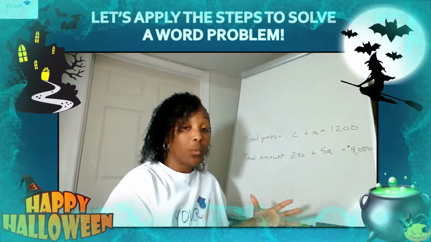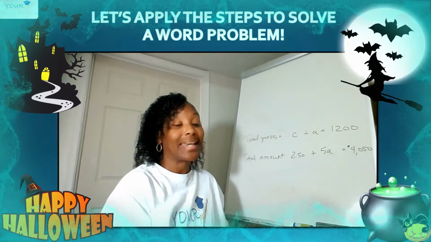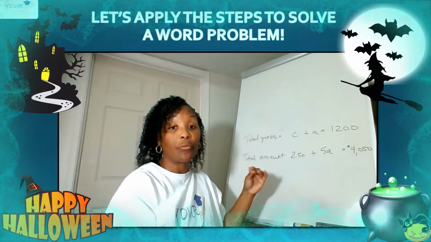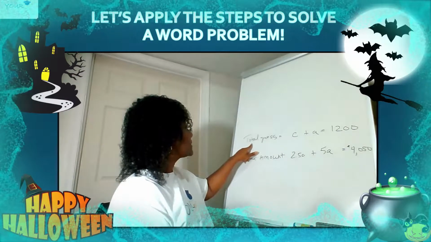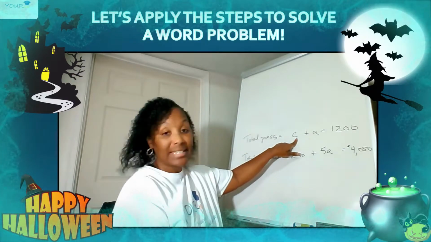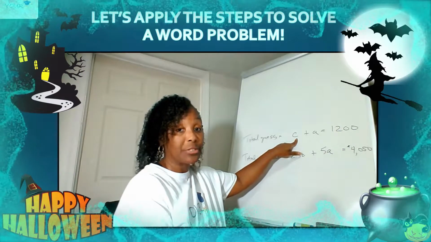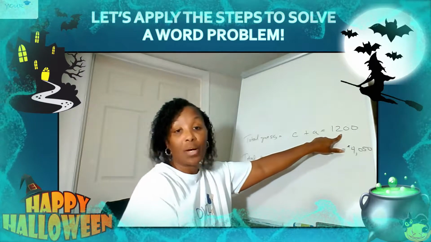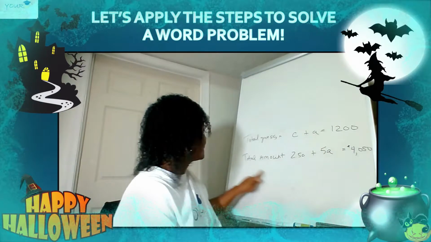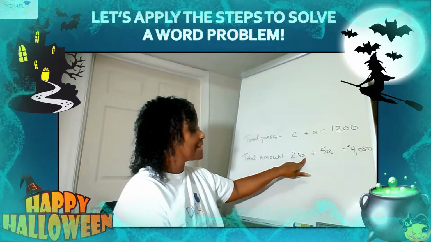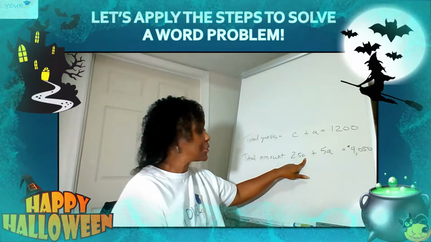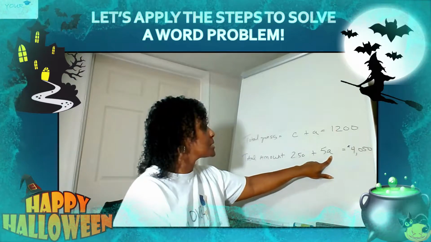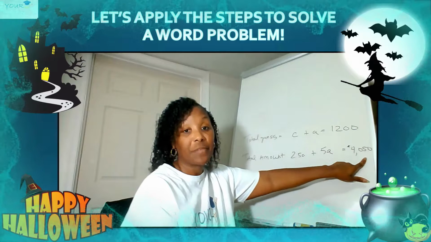So you saw the word problem on the previous slide, and now here is how you will actually set up your equation in order to solve your word problem. So now we have total guests equals C, which represents our total number of children, C plus A, total number of adults, equals 1,200 total in all. Total amount: 2.5C, which is the cost for our children, plus 5A, which is the cost for our adults, equals 4,050.